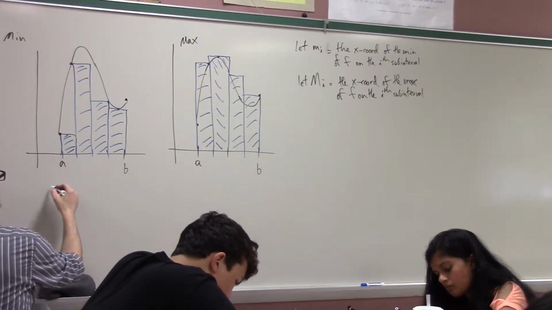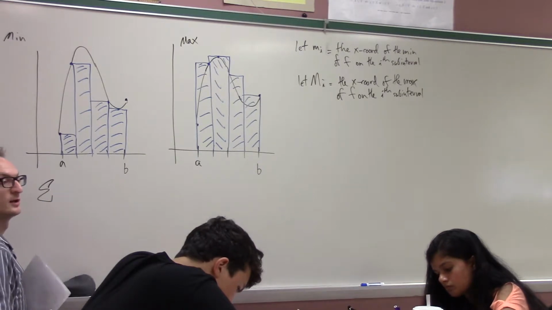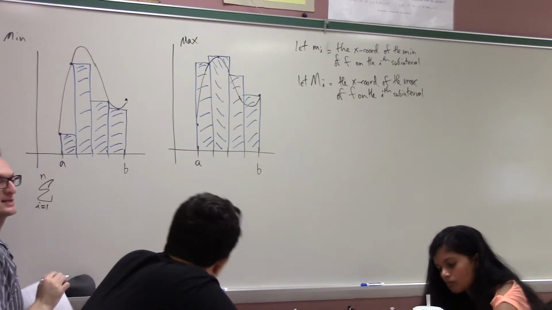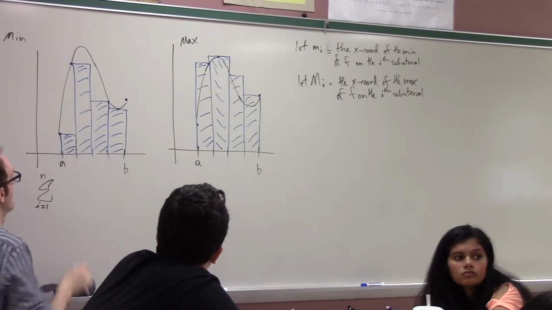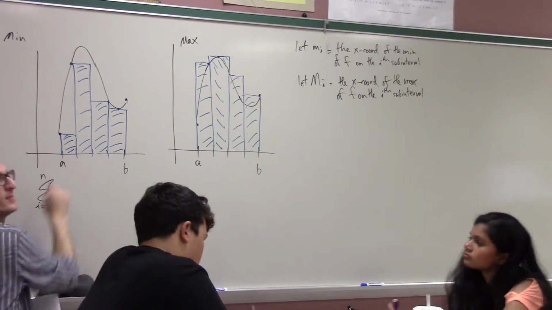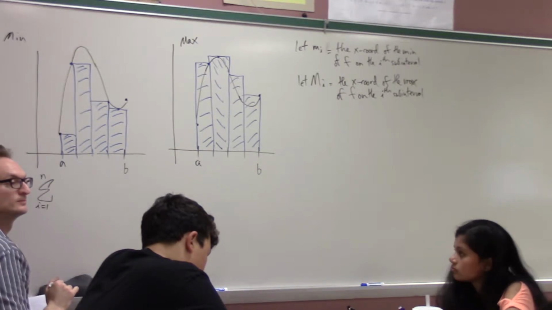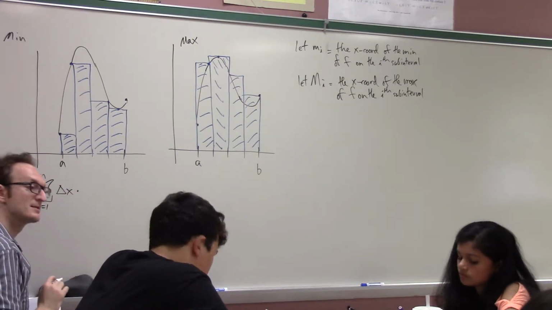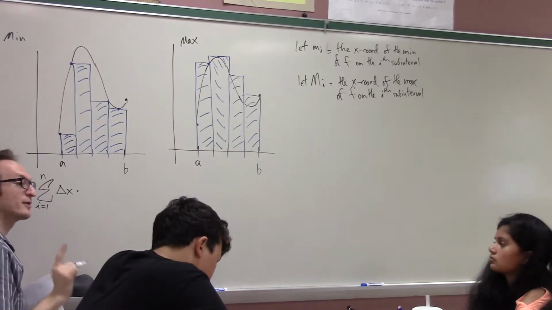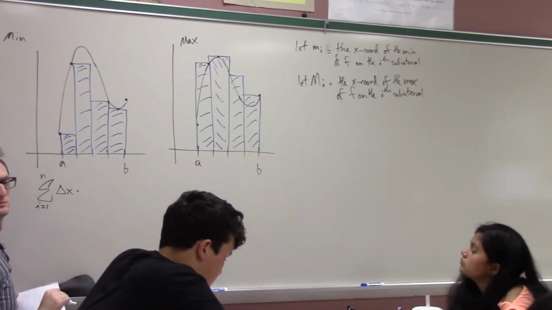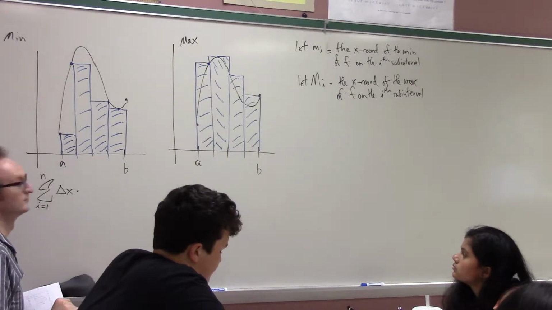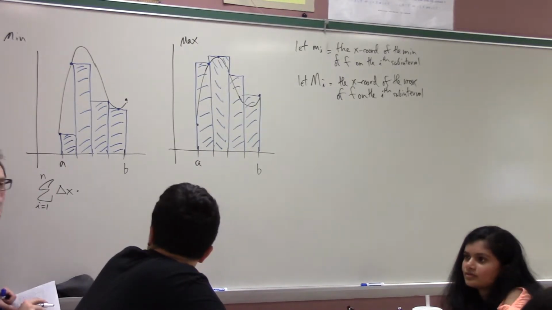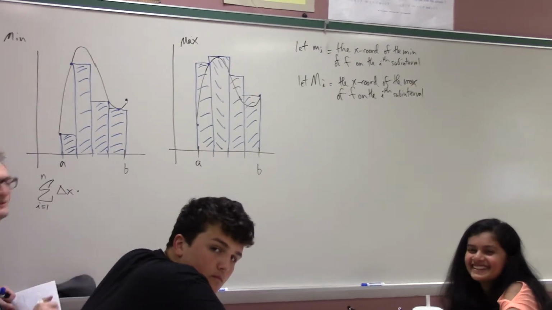So what is this area? This area is going to be, Rohan, talk to me. Sum from i equals 1 to n, still have n rectangles. What is the width of the ith rectangle in the minimum rule? Delta x. Still delta x. And what is the height of the ith rectangle?